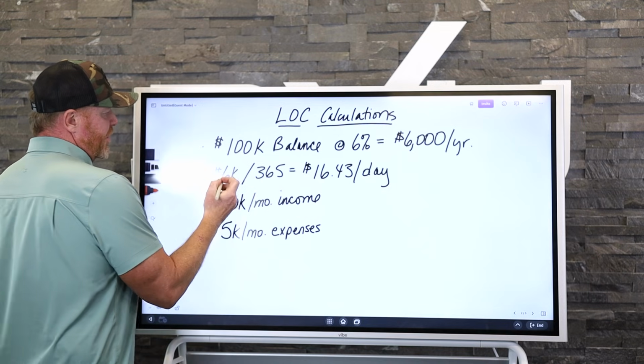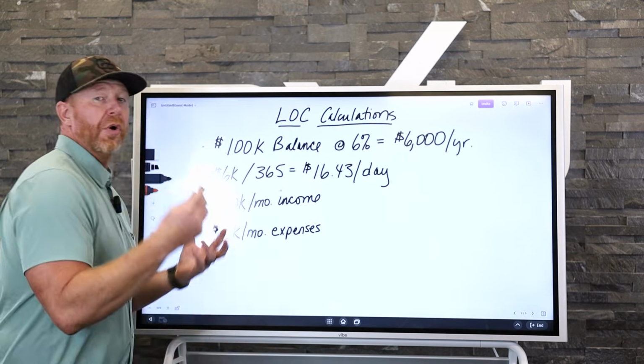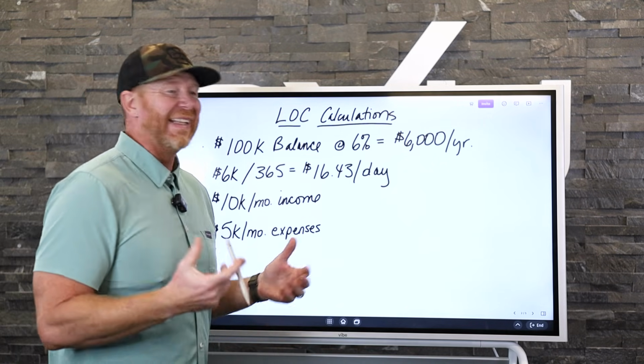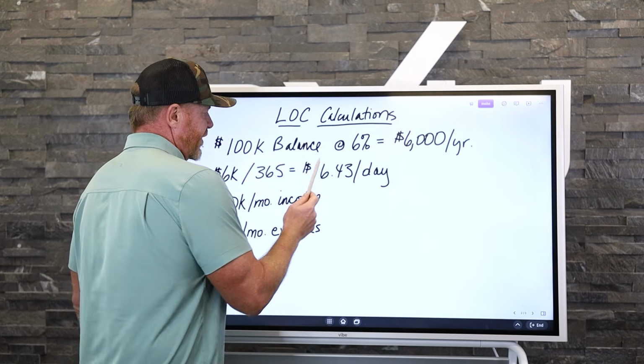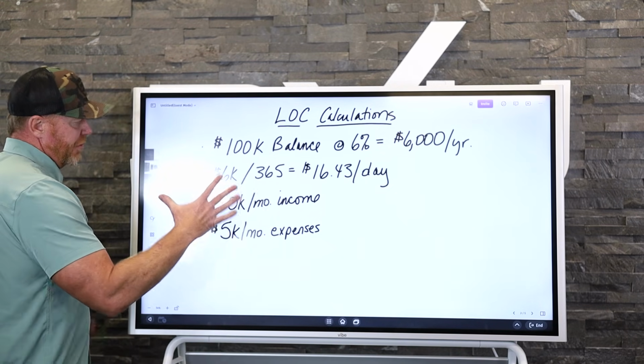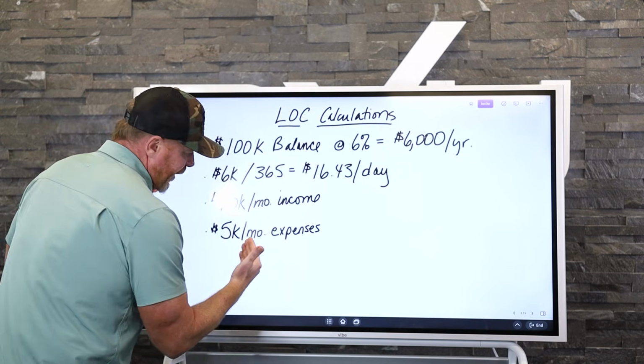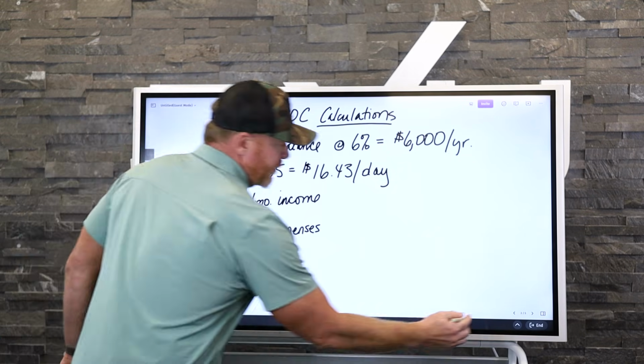So here's how you calculate it down to the day. You take 6,000 divided by 365 days a year equals what's called per diem, right? Which is daily interest. It's just Latin for it. $16.43 per day. Now, let's also make some assumptions because I like easy round numbers: $10,000 a month of income, $5,000 a month in expenses.